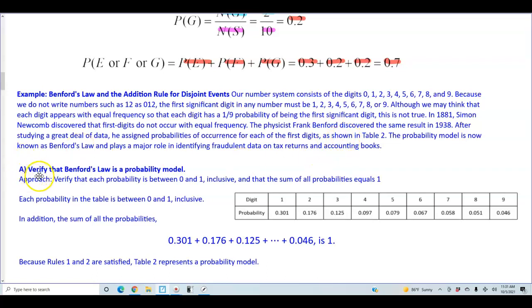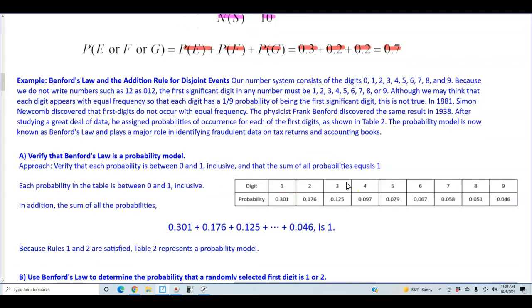So for part A, it says, verify that Benford's law is a probability model. Well, the first thing we need to do is verify that each probability is between 0 and 1 inclusive, and then that the sum of all the probabilities equals 1. Well, first of all, here's the digit. Now look at the probabilities below. If you look at each probability, they're all in between 0 and 1 inclusive. So therefore, we know that it works for rule number 1.